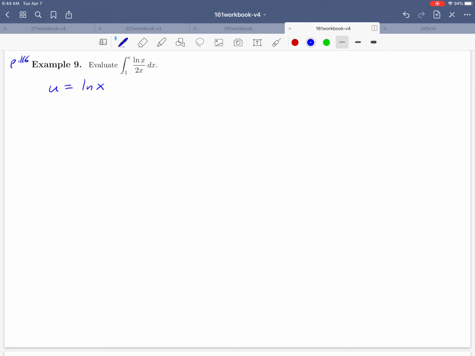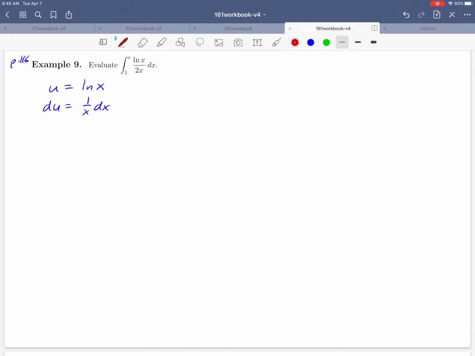Okay, so after we've made our choice for u, we need the derivative of u, so we'll calculate du. Derivative of ln of x is 1 over x, so du is just going to be 1 over x dx. And notice that this is kind of a good sign because we got an x in our denominator, and looking at our integral, there's an x in the denominator there as well. Okay, so that tells us that we're maybe on the right track here with this choice that we made.